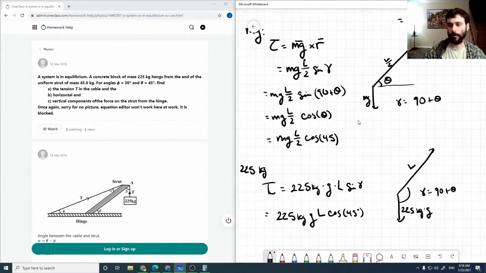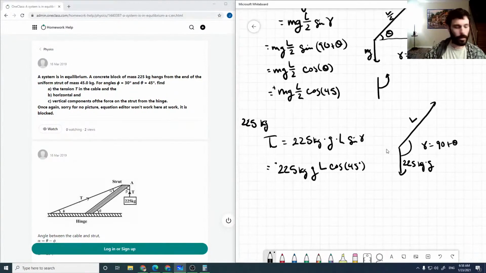Should have done the right-hand rule here. So our fingers point in the direction of the force, our palm in the direction of L, and our thumb points straight up, meaning these are both positive torques. Okay, so there's my three torques.